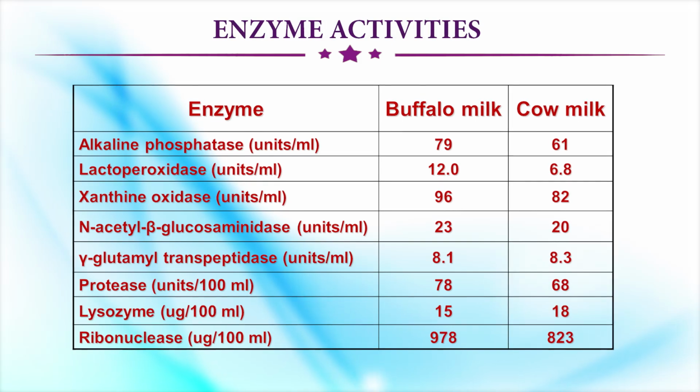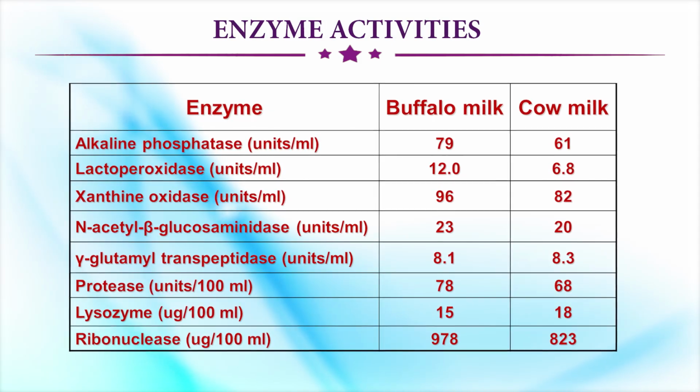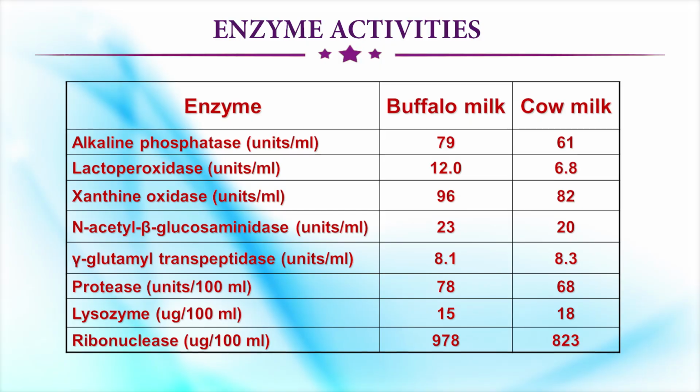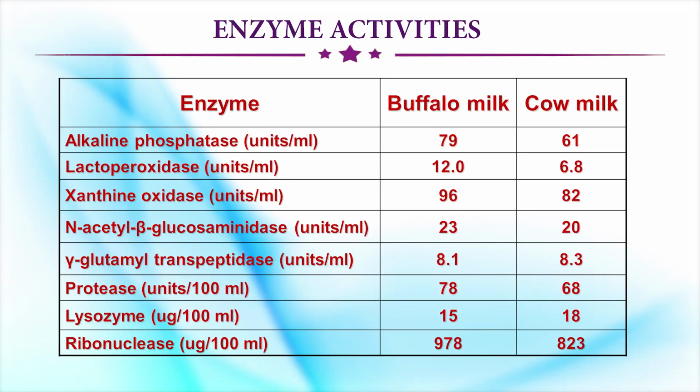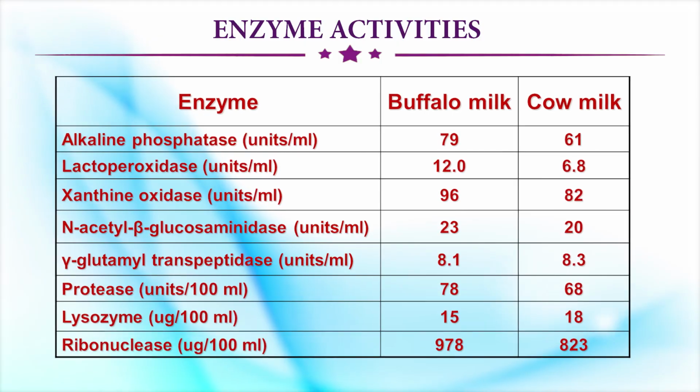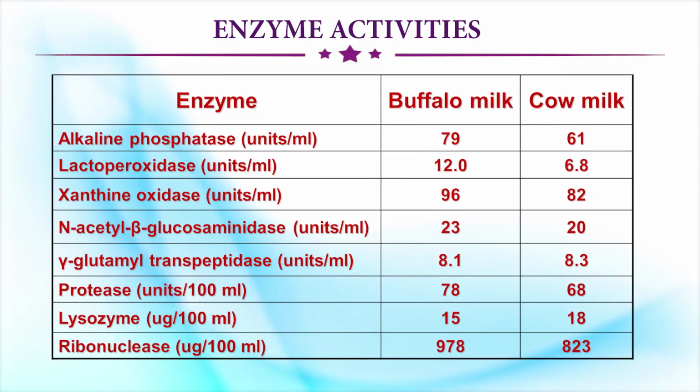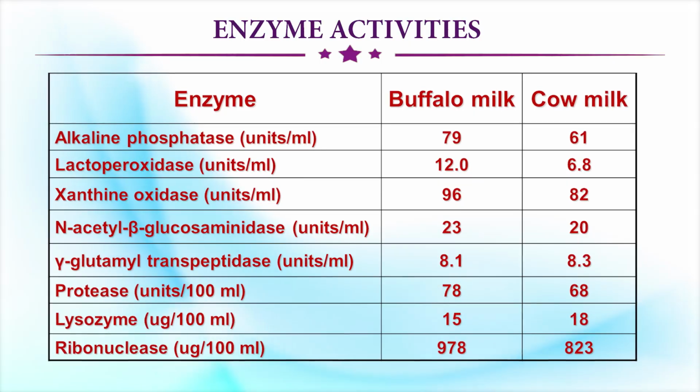Now enzyme activity also you can see: alkaline phosphatase, lactoperoxidase, xanthine oxidase, then the protease. All the enzyme activities are markedly more in buffalo milk as compared to cow milk.